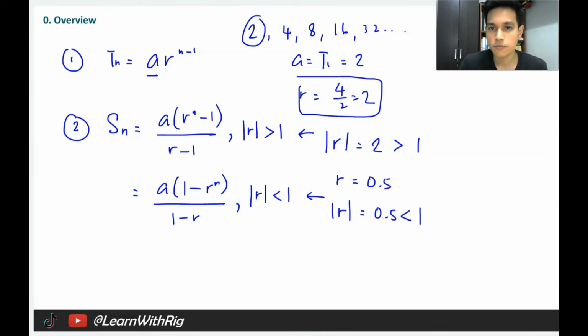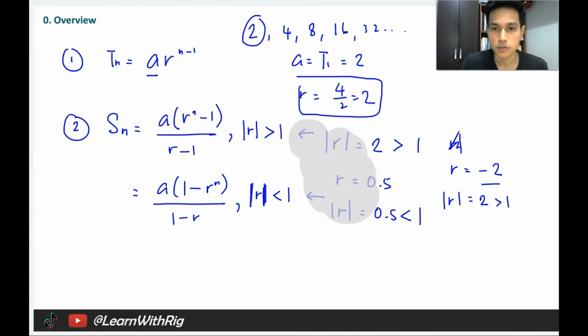However, what if you get an R value equal to -2? Are you going to use the second formula? The answer is no. Why? Because the key thing is they are using modulus here. Modulus means whatever R value you get, turn it into a positive, even if it's negative. So the modulus of R from -2 becomes 2, and 2 is more than 1. So in that case, you have to use the first formula. Alright, so this is basically the difference in terms of the sum formulas for geometric progression.